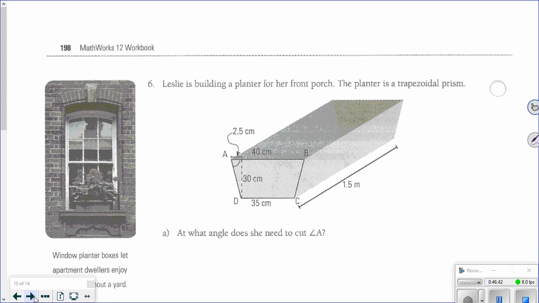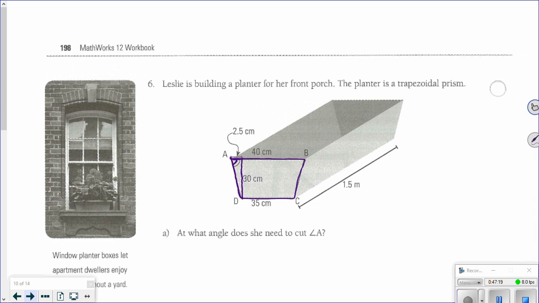Next one says, Leslie's building a planter for her front porch. The planter is a trapezoidal prism. At what angle does she need to cut angle A? Okay, so we know this is our trapezoid. We know it's 30 centimeters tall. And we know this little piece is 2.5 centimeters. It wants to know this angle A.